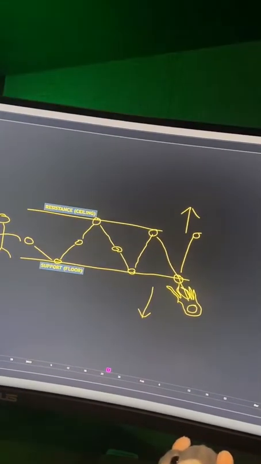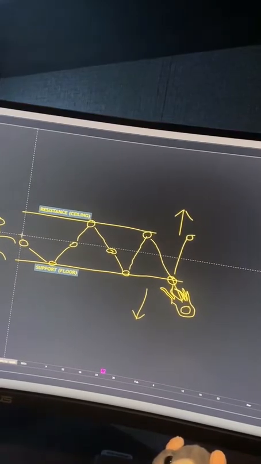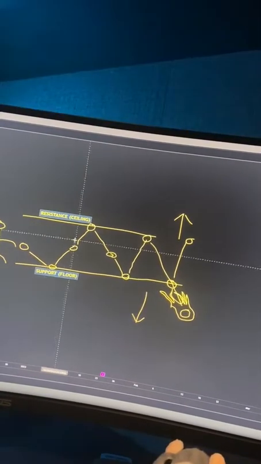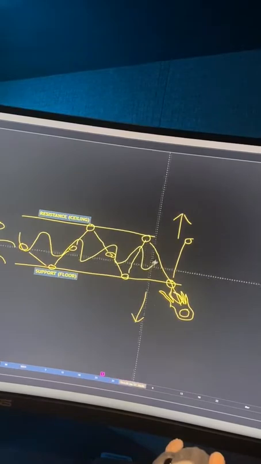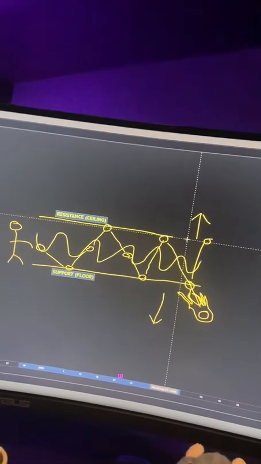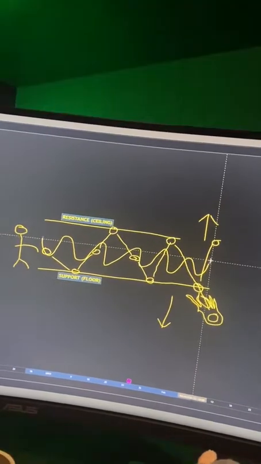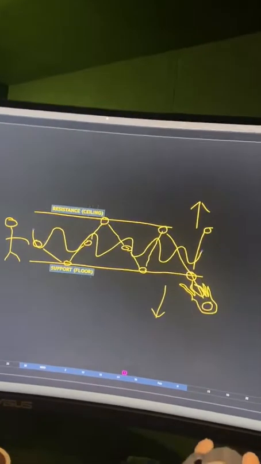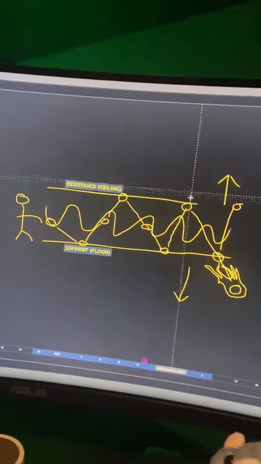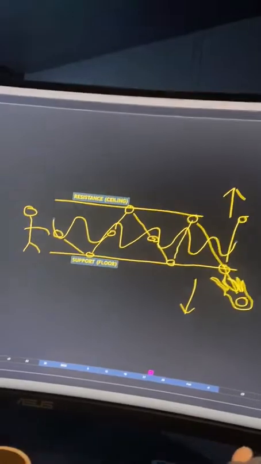Let's say price is ranging in here, bouncing in between a ceiling and a floor, a support and resistance. We consider this a range. So we basically just wait for price to break out of a range. When price is ranging between support and resistance, we're just waiting patiently for a break to the upside or a break to the downside. And waiting is very hard, and this is a game of waiting. Sometimes you'll get these fake breaks, but we'll talk about that later.